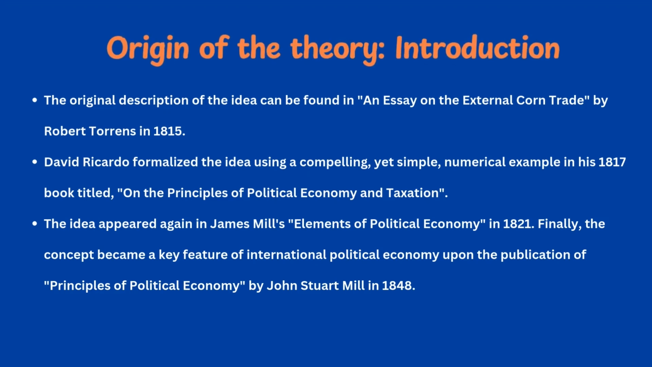So how did this theory originate? The original description of the idea can be found in An Essay on the External Corn Trade by Robert Torrens in 1815. David Ricardo formalized the idea using a compelling yet simple numerical example in his 1817 book titled On the Principles of Political Economy and Taxation. The idea appeared again in James Mill's Elements of Political Economy in 1821. And finally, the concept became a key feature of international political economy upon the publication of Principles of Political Economy by John Stuart Mill in 1848.